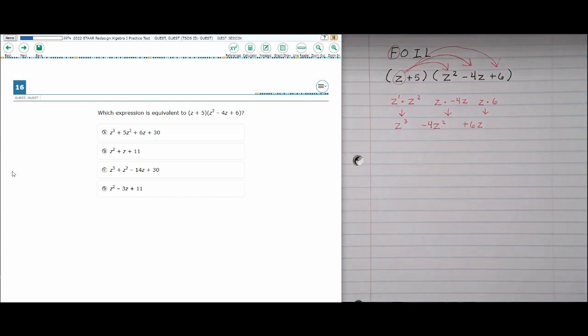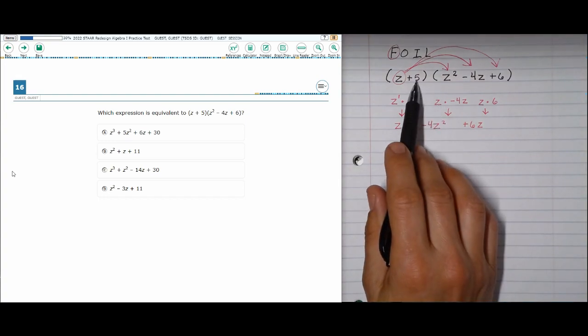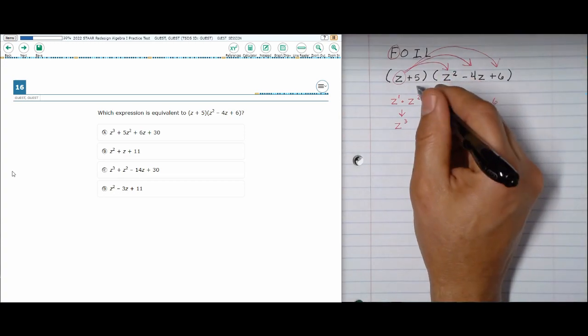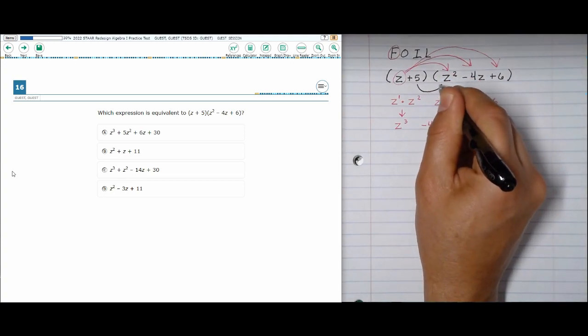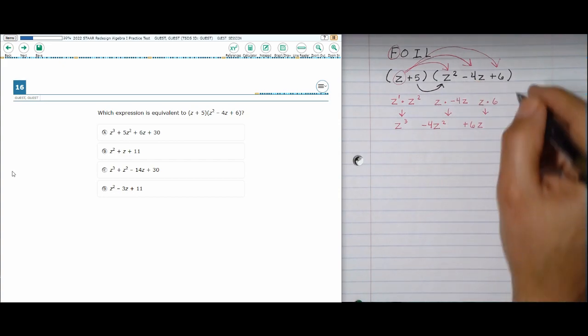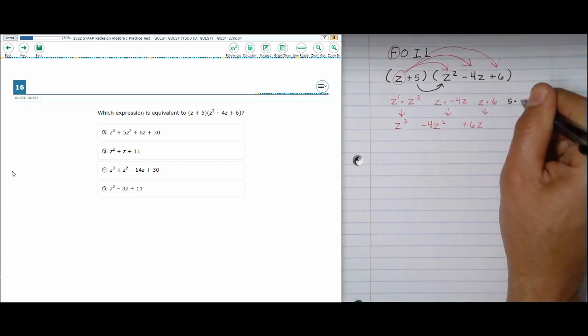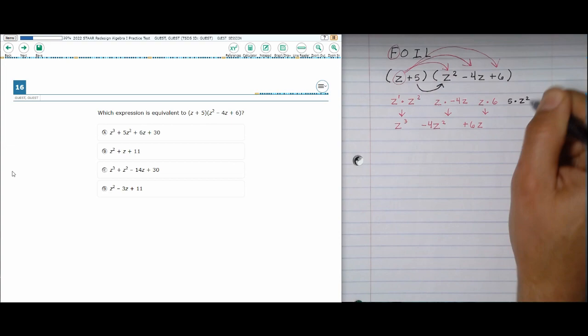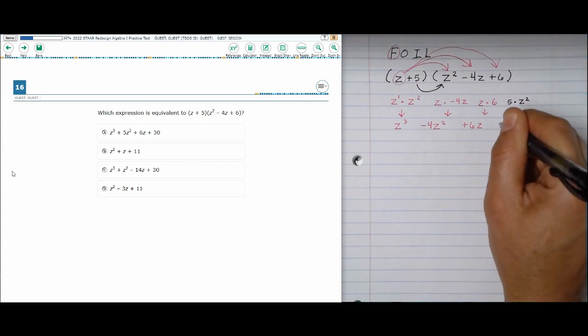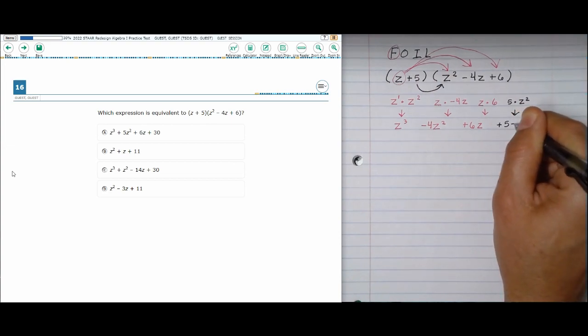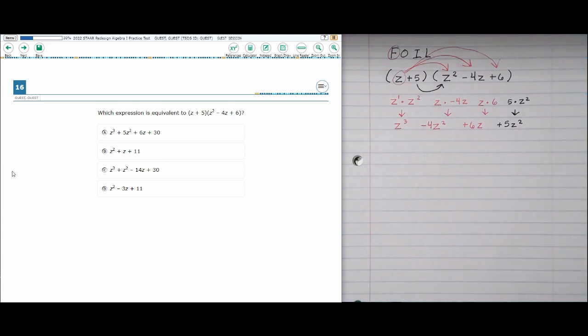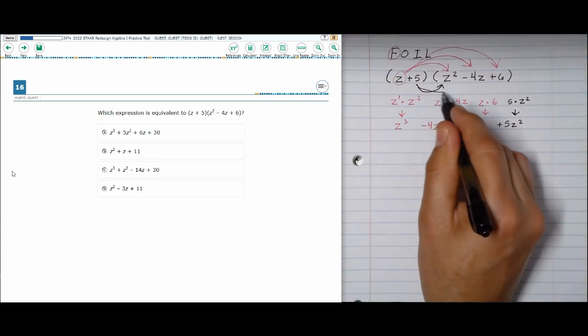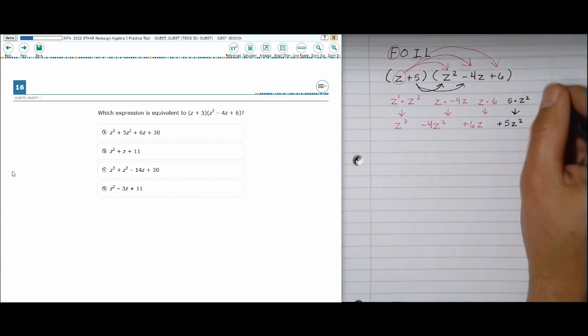Now we do have to deal with the next term. The next term is going to be our 5. So this is going to be our inner, and we're going to take that inner and multiply it to the z squared. So 5 times z squared, which is going to give me plus 5z squared.